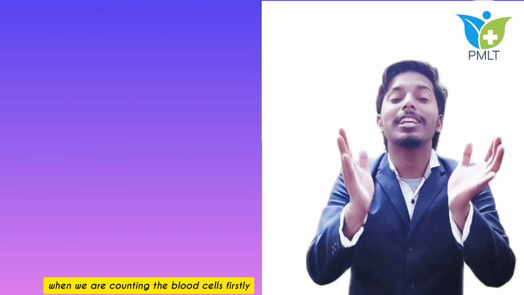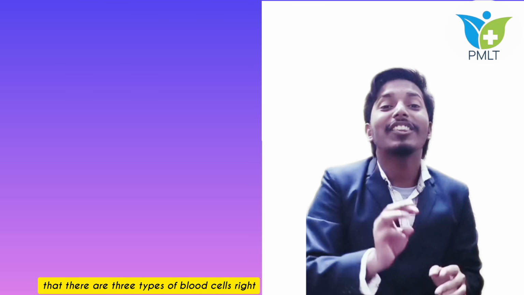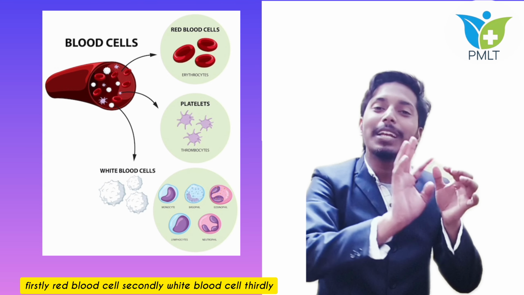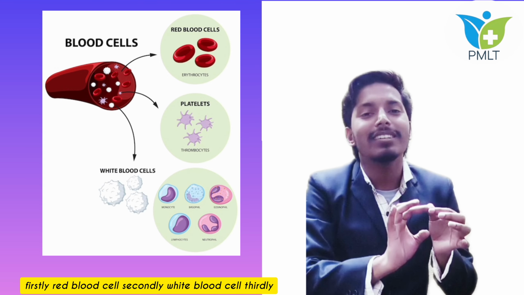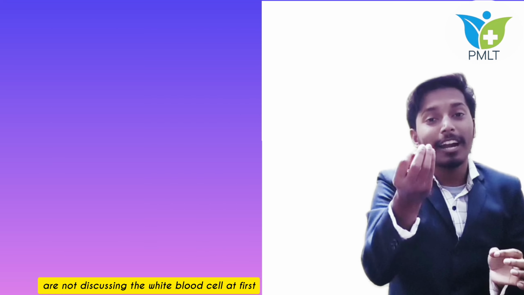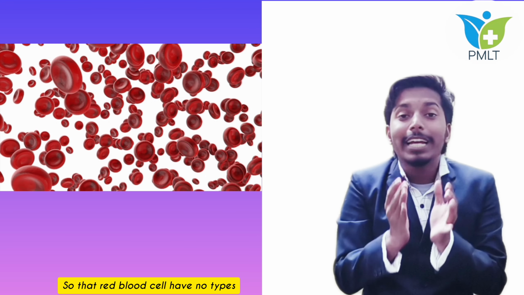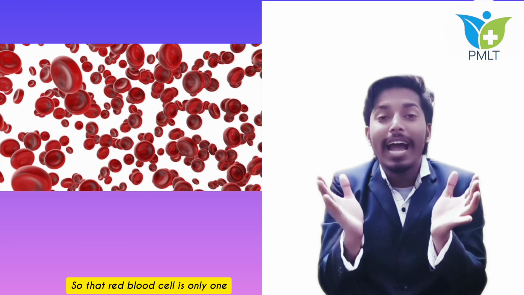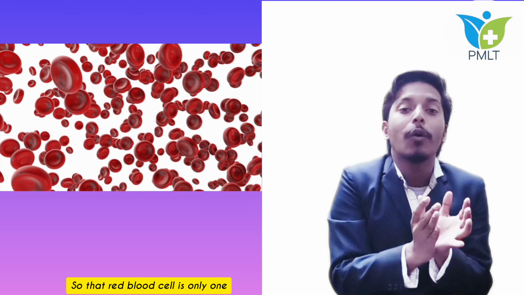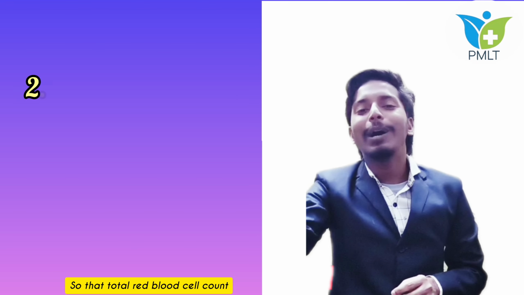When we are counting the blood cells, firstly it comes to our mind that there are three types of blood cells, right? Firstly, red blood cell. Secondly, white blood cell. Thirdly, platelet. We are not discussing the white blood cell at first. Firstly, we are discussing the red blood cell. Red blood cell has no types, it is only one and only. So that is the total red blood cell count.